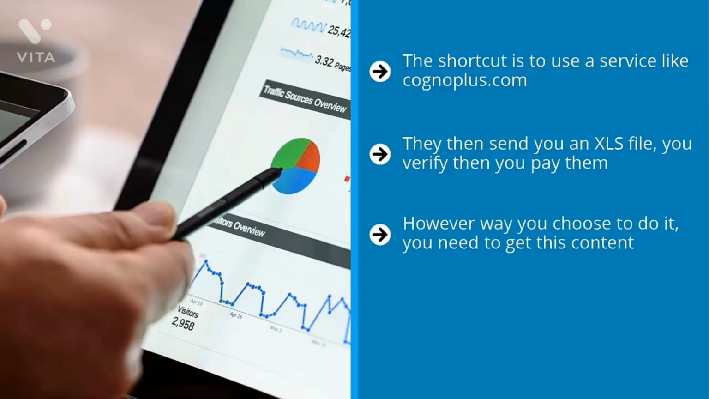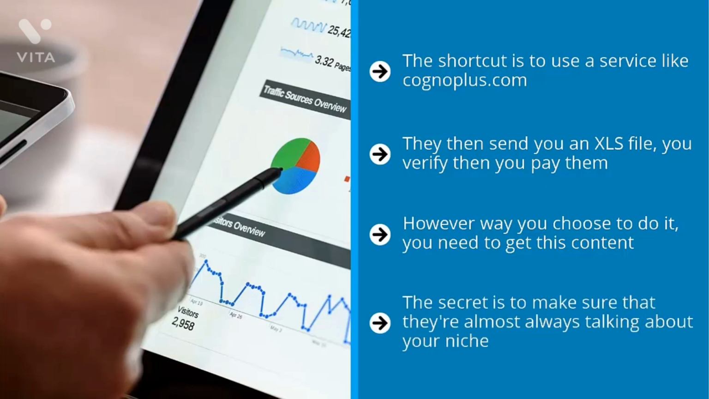You then look for influence leaders on Twitter that cater to your niche. Again, you can do this yourself or you can hire a virtual assistant to do it for you. The secret is to make sure that they're almost always talking about your niche. Once you are sure about that, you can then look at their content and pay attention to their hashtags. Copy these. You're going to pair these with your tweets.